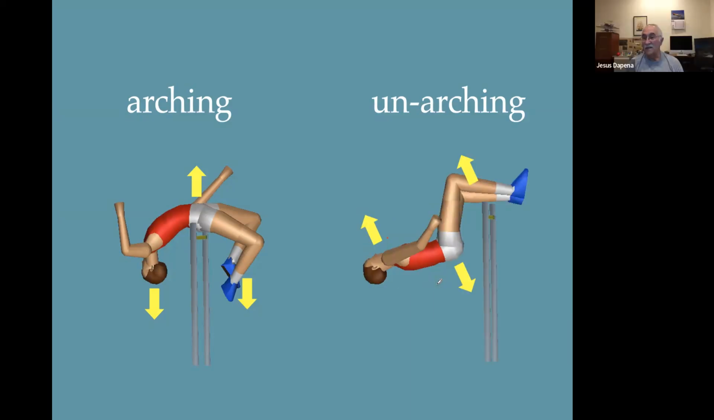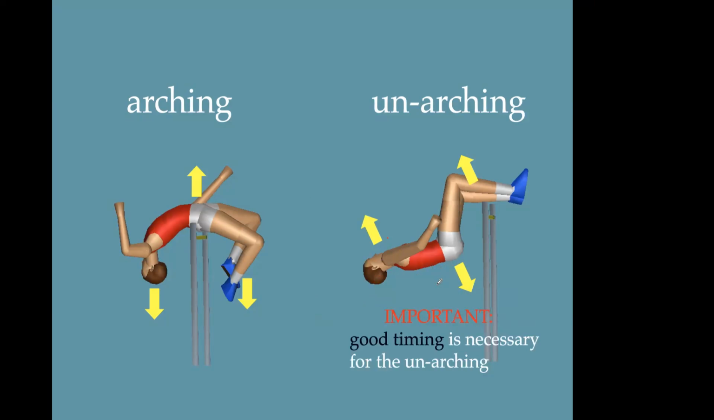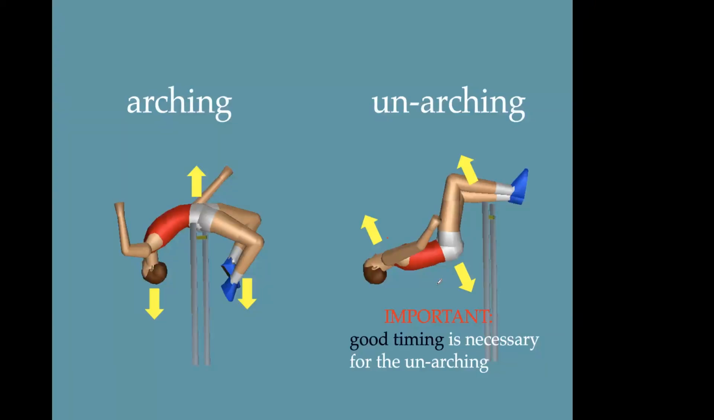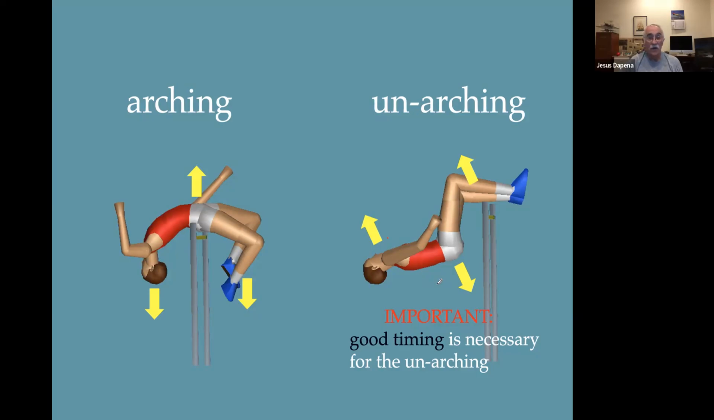And because of this, good timing is very necessary for the unarching. So if you unarch too soon, then you will just sit on the bar, and your hips will knock the bar down. If you unarch too late, if you start the unarching too late, then your calves will catch the bar and will knock it down, your calves or your heels. This part of the leg will catch the bar.